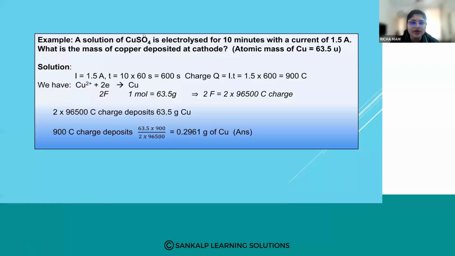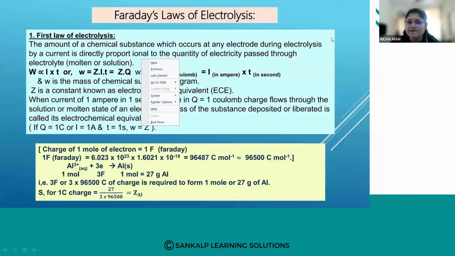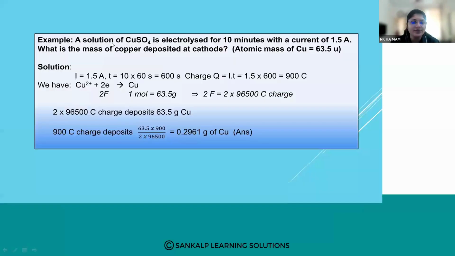So let us solve one problem on Faraday's law. This is the first question. A solution of copper sulfate is electrolyzed for 10 minutes with a current of 1.5 ampere. What is the mass of copper deposited at the cathode? The atomic mass of copper is given. This is a solved one; later we will take some unsolved questions.